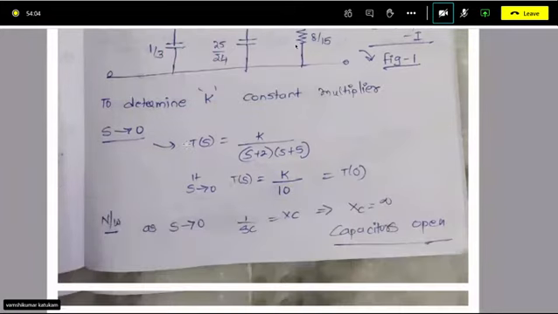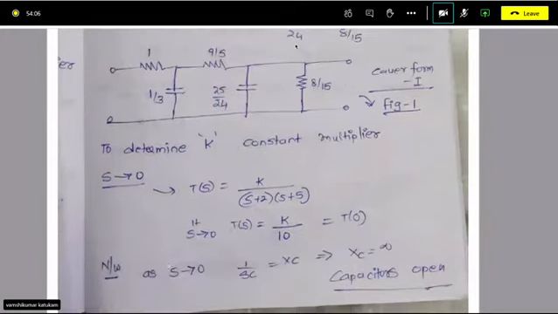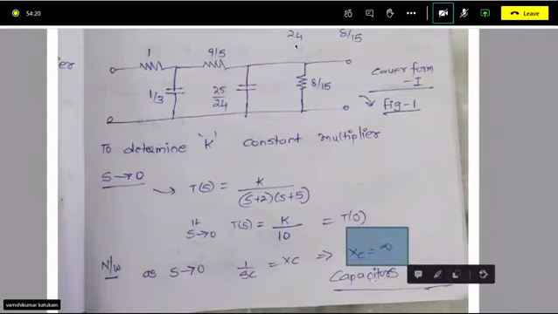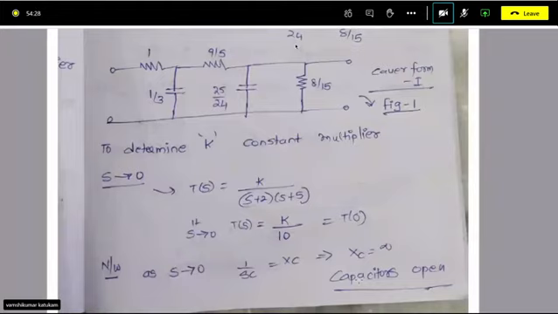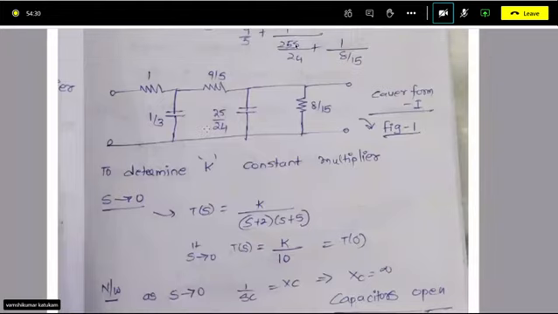So when S equal to 0, what will happen? The capacitive reactance XC is 1 by SC, 1 by 0, which will become infinite. So XC will become infinite and the capacitor will be open. So in whatever network you have realized, all the capacitors will be open.